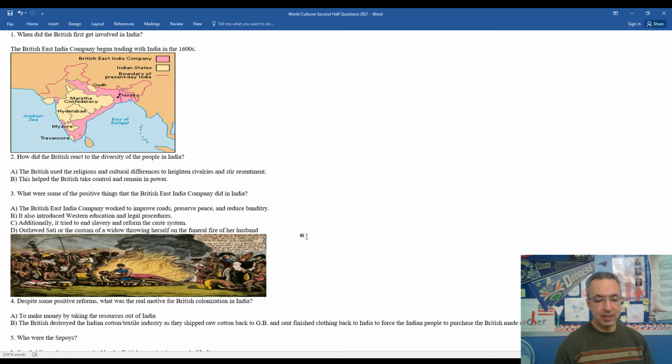The British destroyed the Indian cotton and textile industries. What they did is they took the raw cotton, shipped it back to Great Britain, manufactured it into a finished product, and then shipped it back to India and sold it back to the Indian people for money.